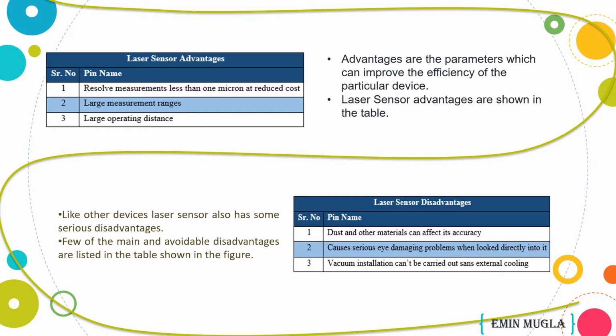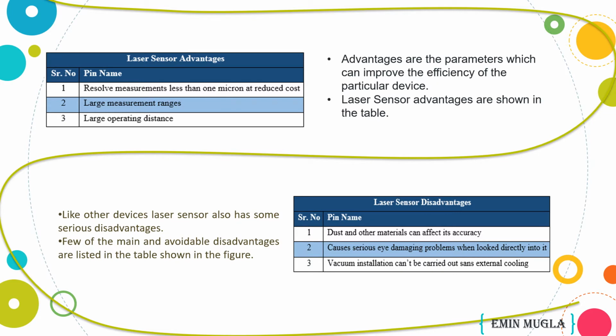A laser sensor has good advantages and also disadvantages as well. Therefore, the advantages are the parameters which can improve the efficiency of the particular device. Laser sensor advantages are shown in the table. First one, resolve the measurement less than 1 micron at a reduced cost. Large measurement ranges and large operation distance. For the disadvantages, like other devices, laser sensors also have serious disadvantages. A few of the main disadvantages are listed in the table shown in the figure.